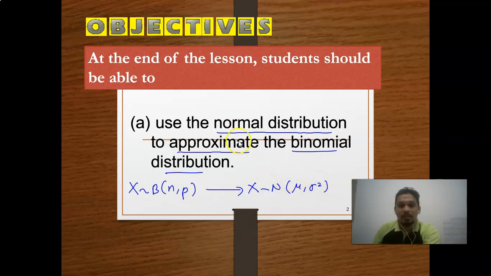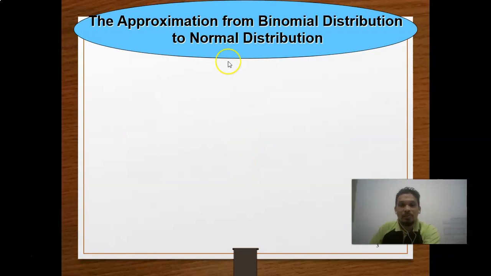Okay, so approximation from binomial to normal. This is the question, and this is the distribution that we're going to use to find the answer, not binomial. Binomial is just the situation given to us, but we are going to use the normal.